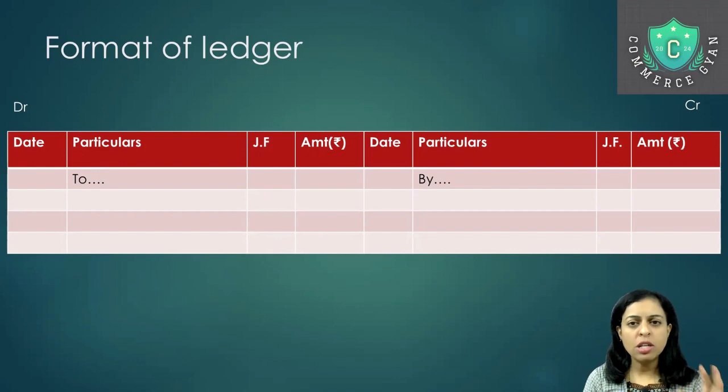Now, if you see on the debit side, everything will start with To, right? To cash, to bank, to sales, whatever. So whatever we are going to write on the debit side, it's going to start with To. And whatever we are going to write on the credit side, that date, particulars, journal folio, amount column of the credit part, that part will start with By, B-Y, by. Okay. So this is how the format of the ledger works.